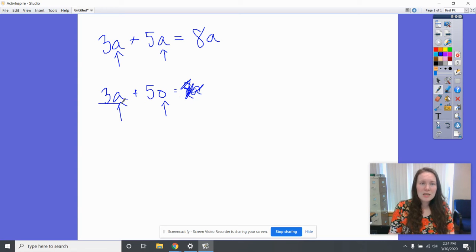So if I gave you this and I said, hey, you need to combine like terms, because that's what we're learning about, the answer would be you can't. It's as simplified as it gets. If it forces you to type an answer, you would just type 3A plus 5O because there's nothing to combine.